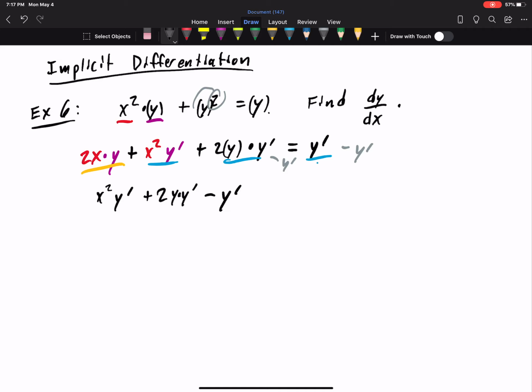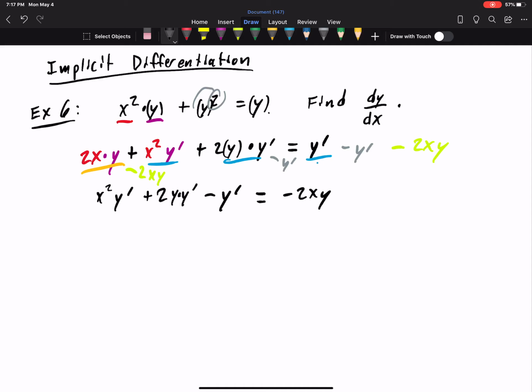Okay, there we go. And then the other thing we're going to do, I'm going to skip a step here. I'm going to move this 2xy over to the other side. So I'm going to subtract that from both sides as well. All right. So I'm basically combining 2 steps in one. Hopefully you're okay with this. So the y prime and the y prime go away on the right-hand side, leaving us with minus 2xy on the right. So now what do?